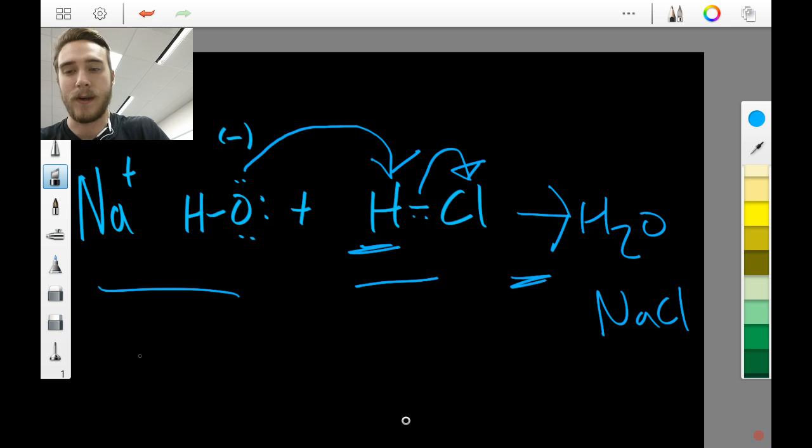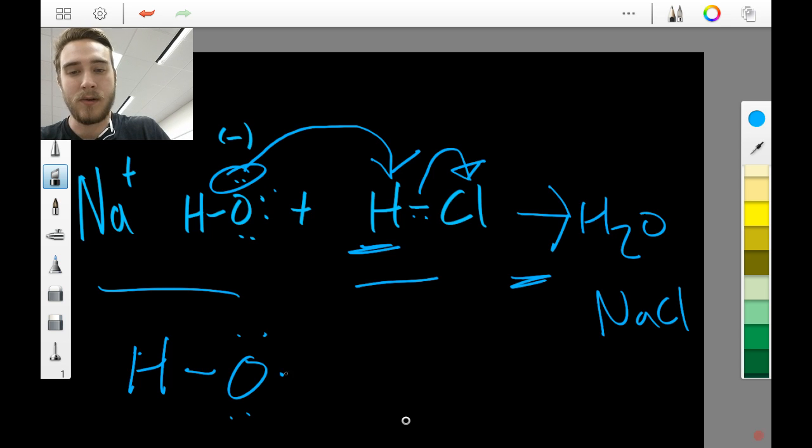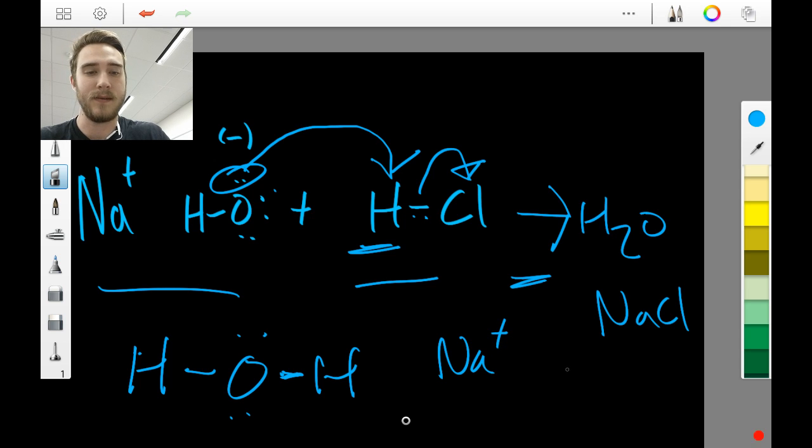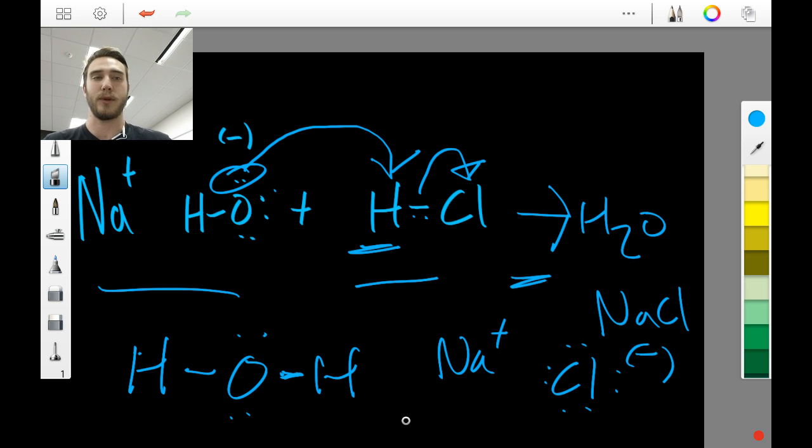So what we end up with is our H is still bonded to the O, but these two electrons here, now they're being used to bond the H, and we essentially get H2O. And the Na still stays as a positive, and our chlorine would now have 8 valence electrons, giving it a negative charge if you calculated the formal charge.